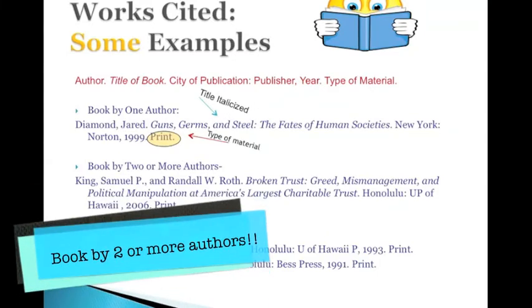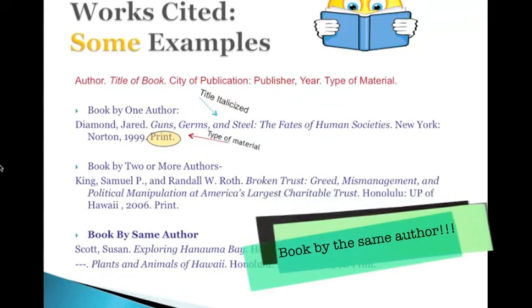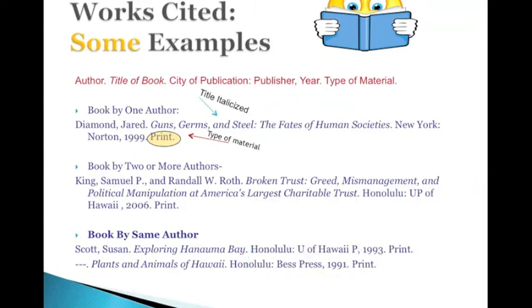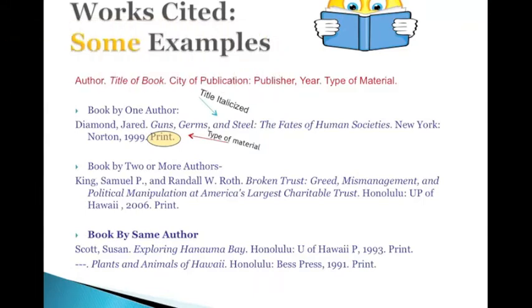If you were to use a book by two or more authors, it is important to know that only the first author is listed by last name, first name. This means that the second author is listed by their first name, last name, as such: King Samuel P. and Randall W. Roth. If you were to use a book by the same author, as opposed to writing the author's name twice, you would simply use the three dashes, how it is used here. The decision as far as which source to place first is based on the year that the source was published.